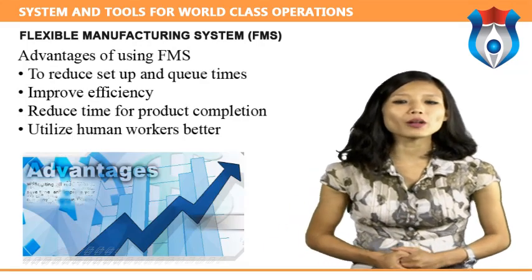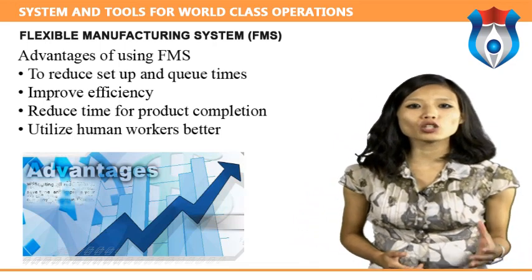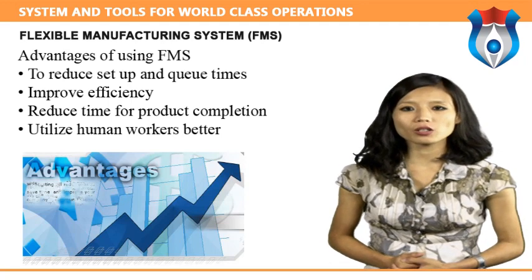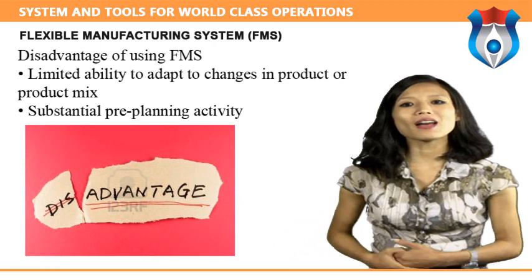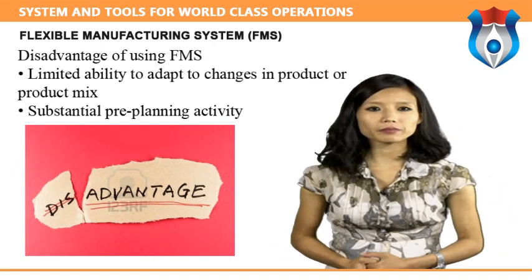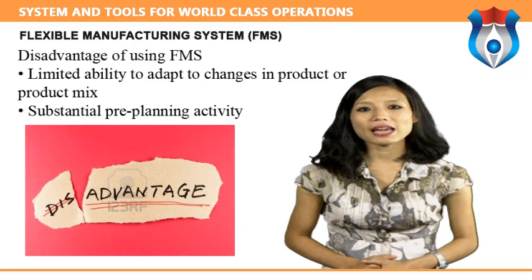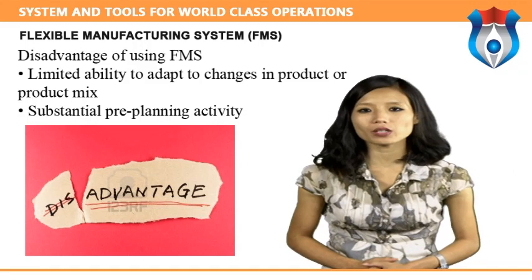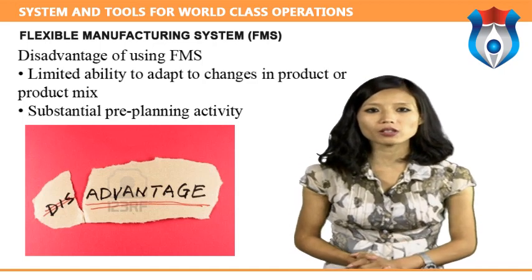Let's now talk about the advantages of using FMS. To reduce setup and queue times, improve efficiency, reduce time for product completion, utilize human workers better. Disadvantages of using FMS. Limited ability to adapt to changes in product or product mix. Machines are of limited capacity and the tooling necessary for products, even of the same family, is not always feasible in a given FMS.